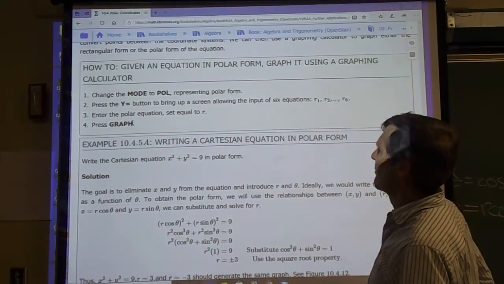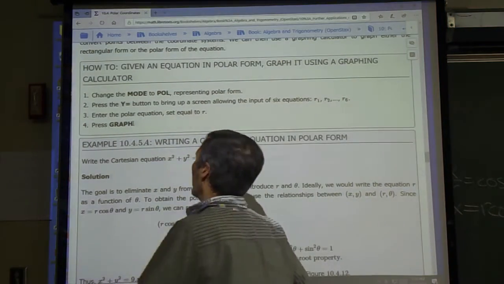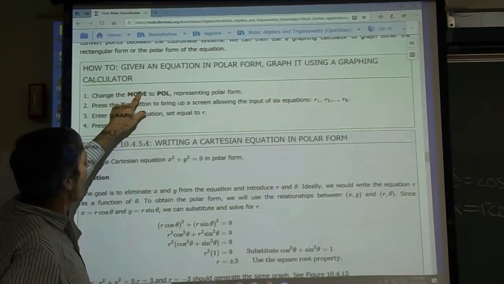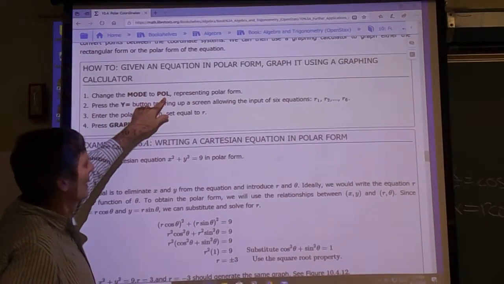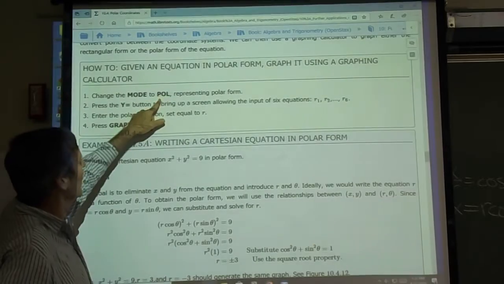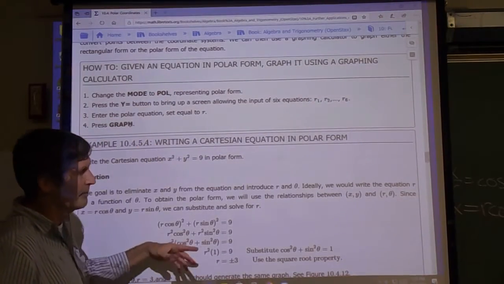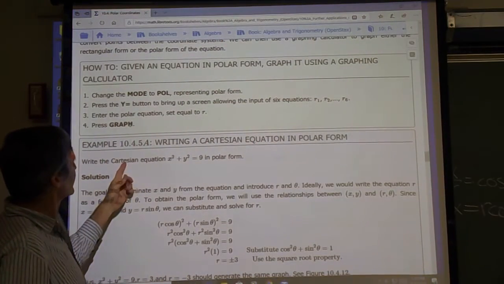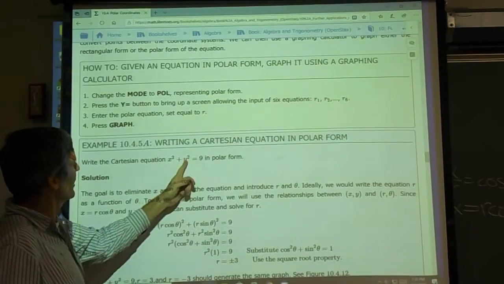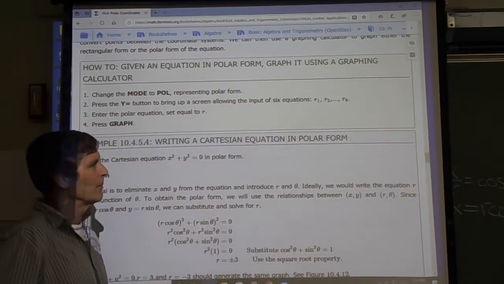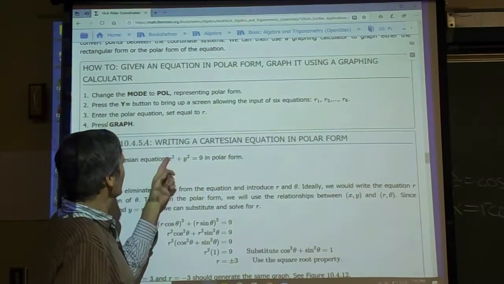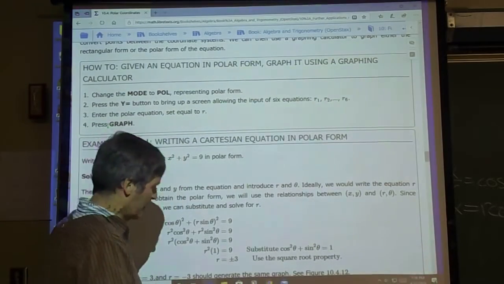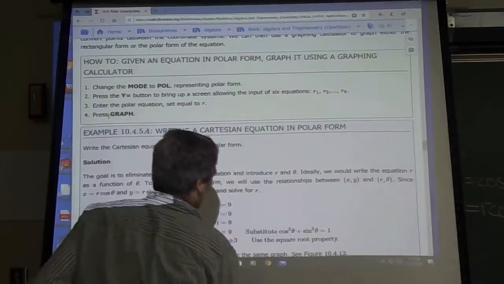Here's writing an equation in polar form. By the way, they point out in here that your graphing calculator has a polar mode. If you go to mode, and under the coordinate setting, switch to POL, you can make polar graphs on your calculator. You might try that. Suppose I want to write x squared plus y squared equals 9 in polar form. You can always just substitute x equals r cosine theta and y equals r sine theta, and this will work out.